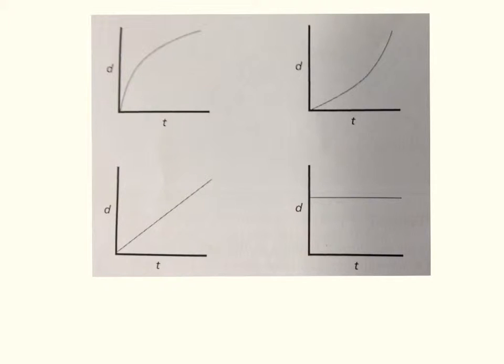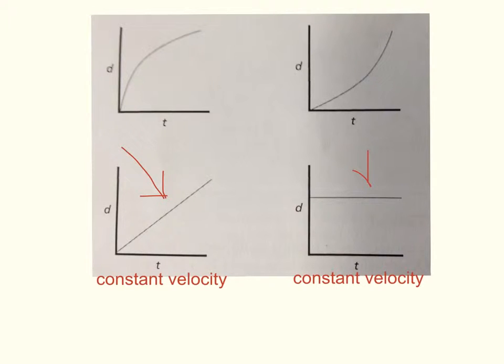Let's start with one that is familiar to us. When we have straight lines on a graph, that means the object has a constant velocity. This graph also has a constant velocity, but since this line is horizontal, the constant velocity is equal to 0. Now let's look at the top 2 lines. They're not straight lines, they're curved lines, which means their velocity is not constant, their velocity is changing. But how is it changing?